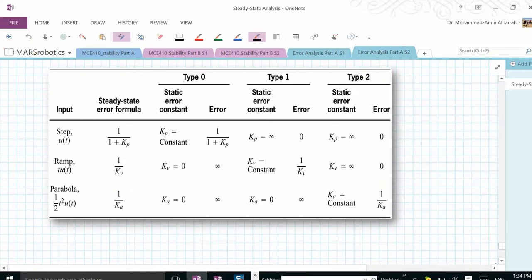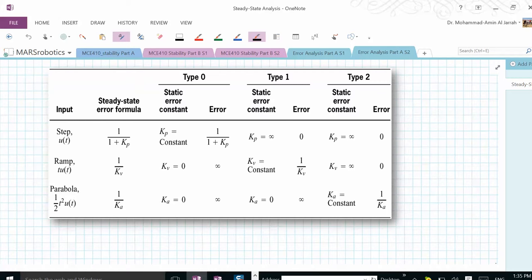So this is the summary table that we have already done. Now look, step input, ramp input, parabolic input: position, velocity, and acceleration. Now we look at the steady state error formula. What is the steady state error formula? For a step input, 1 over 1 plus Kp. For a ramp input, 1 over Kv. For an acceleration input, 1 over Ka. Very simple, nothing magic. Now, for type 0 system, type 1 system, and type 2 system.